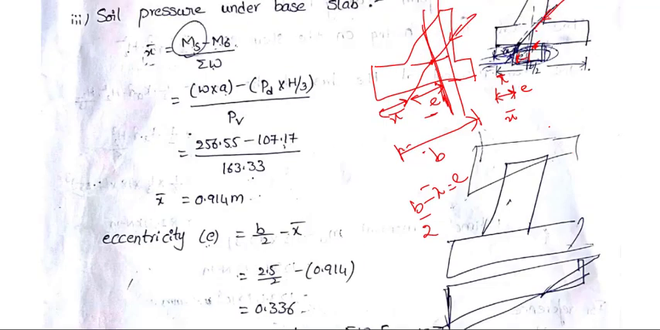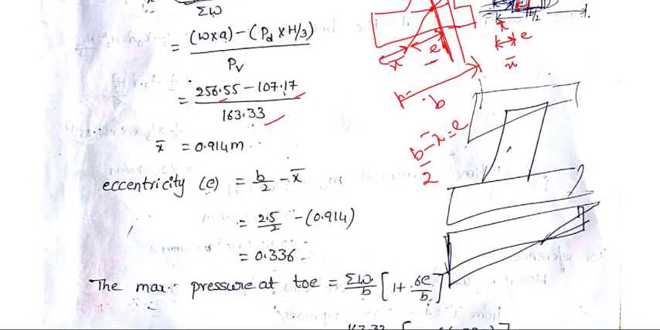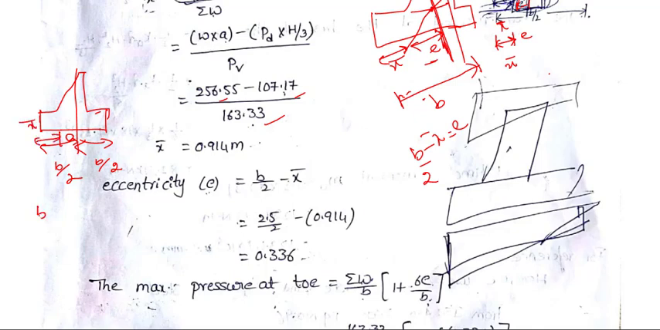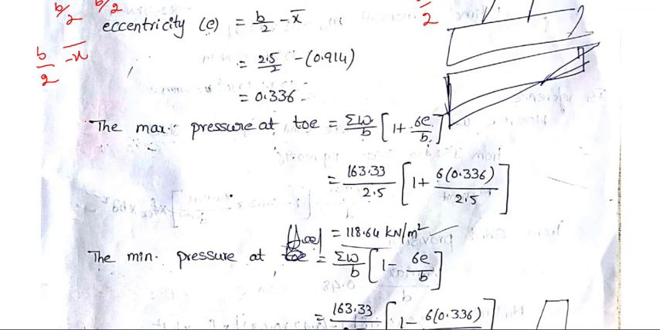So we know that x bar is equal to summation of M, 256, minus M naught, 107, divided by summation of W. So x bar is equal to 0.914 meter. Now what is the distance here? B by 2, here b by 2. This one is e, this one is x bar. So b by 2 minus x bar, then you will get the e value from here to here. So 2.5 by 2 minus 0.914, you will get the e value.